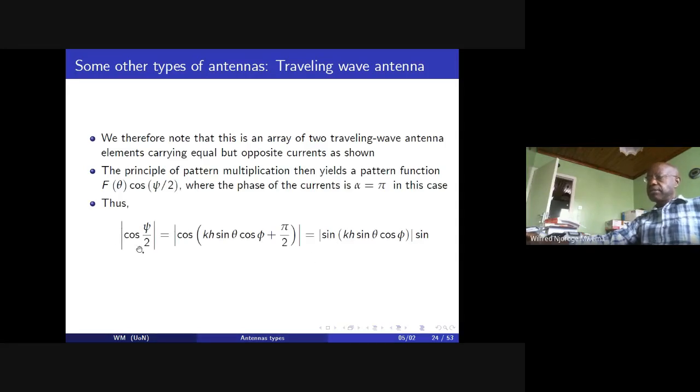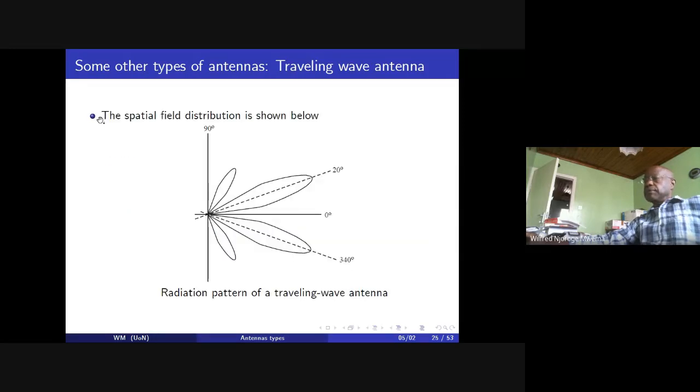Thus the cosine of psi by 2, modulus, is just the cosine of k multiplied by h, where h is the distance or the height of the line over the ground, multiplied by sine theta cos phi plus pi by 2, and we get a value of that multiplied by the sine. There is something missing there. So the spatial field distribution will therefore be of this particular nature.